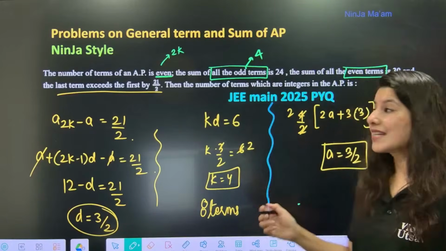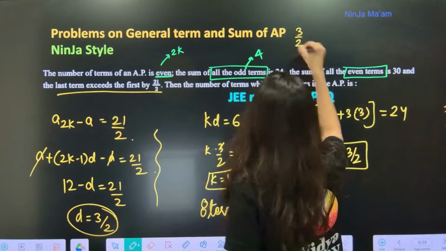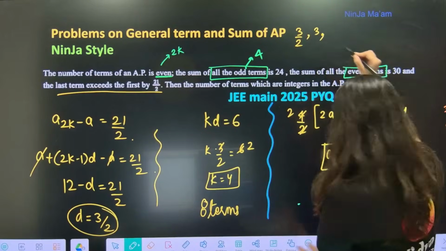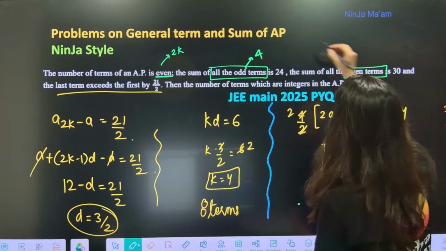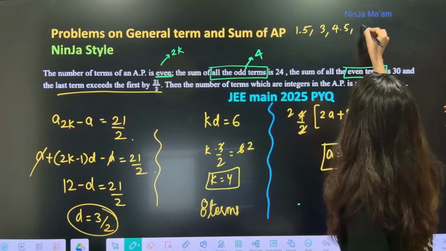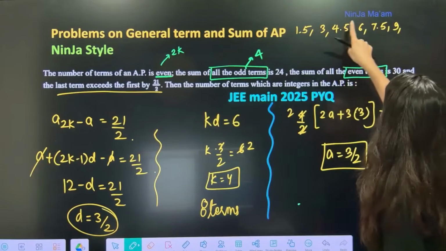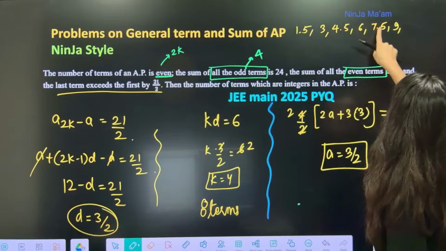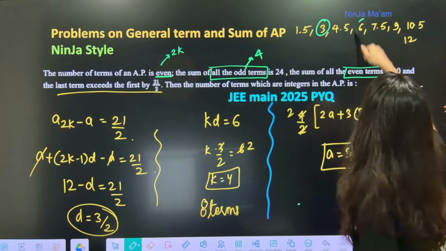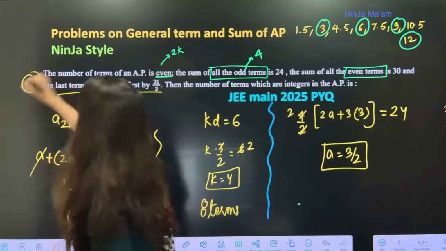Now what they are asking is number of terms which are integers. Now understand. First term is 3 by 2. Second term will be what? 3 by 2 plus 3 by 2. So this is 3. So basically what I'm trying to say is first term is 1.5. Common difference is 1.5. So 1.5, then 3, then 4.5, then 6, then 7.5, then 9. So 1, 2, 3, 4, 5, 6, then 10.5, 7, and then 12. How many integer terms? Tell me. Obviously, 4 integer terms will be there. So 4 is the answer of this particular question.